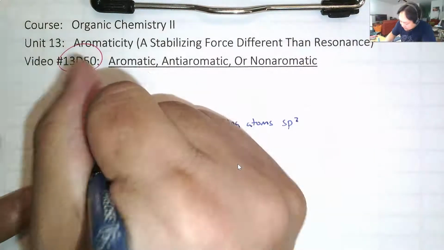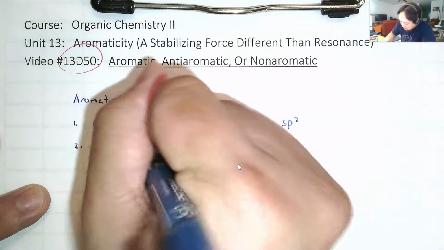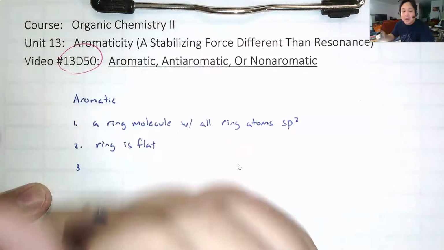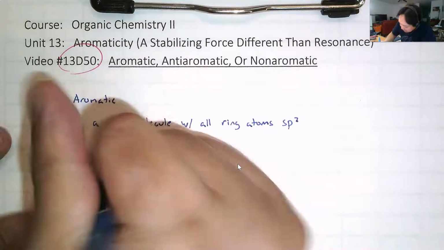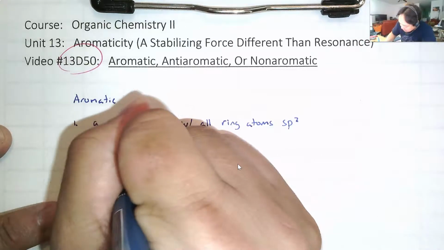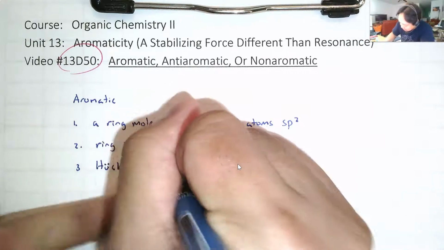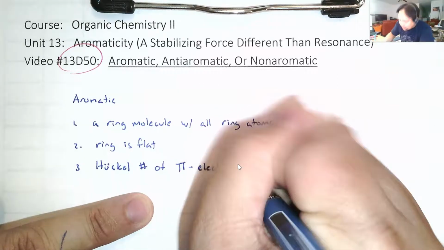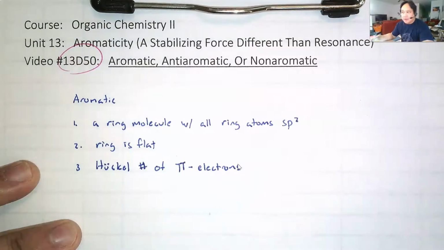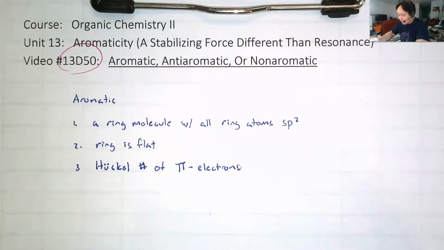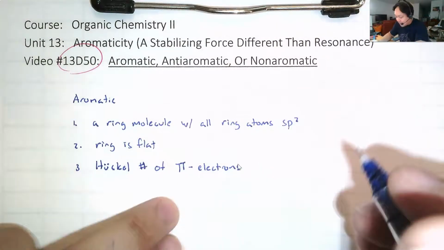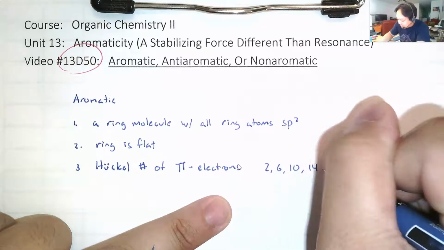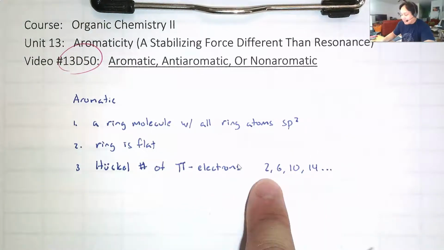Number 2, the ring is flat. And number 3, it has the Huckel number of pi electrons. I don't like memorizing that formula, called the Huckel rule formula or the Huckel number formula. I just like to remember the number of pi electrons can be 2, 6, 10, 14, etc. You just add 4 after you have 2.